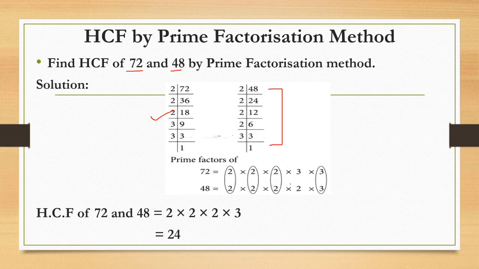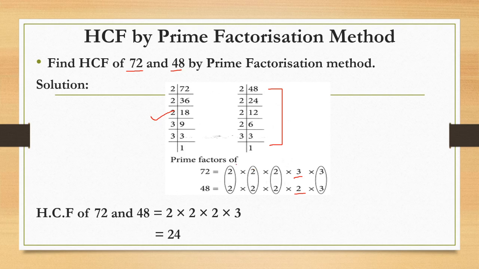Now you have to circle the common factors among these prime factors. So we circle 2. 2 is common in both, again 2 is common in both, again 2 is common in both, and this 3 is common in both. Now this 3 is left alone in 72 and this 2 is left alone in 48. We are not going to circle these.